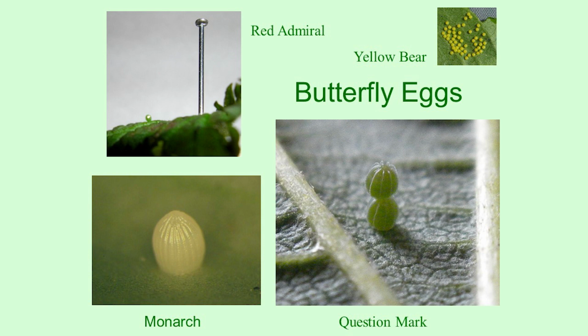Now, both question marks and commas have a tendency to lay eggs kind of on top of each other like that. But usually, butterflies just lay them singly. In the top right are eggs of a yellow bear, which is a moth. Moths quite often lay large numbers of eggs right all next to each other. But butterflies have a tendency to lay them more singly.